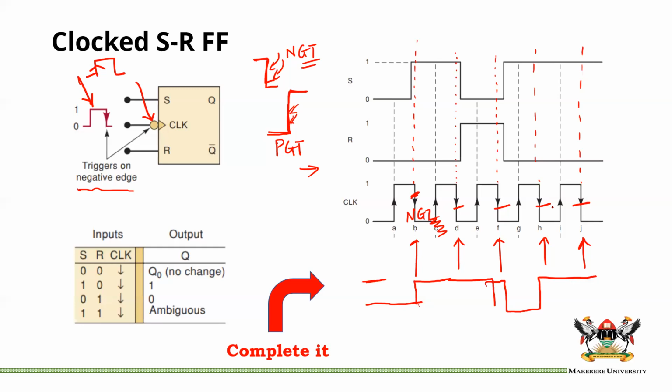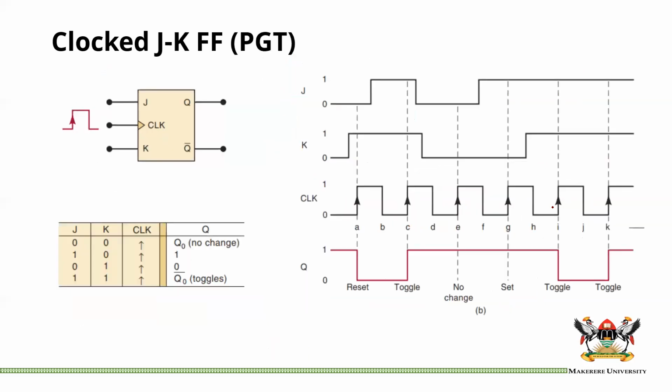Okay. So let us look at the clocked JK flip-flop. This clocked JK flip-flop is essentially similar to the SR flip-flop. If you look at this truth table, J is 0 and K is 0 causes no change. When J is 1 and K is 0, you set the flip-flop. If J is 0 and K is 1, you reset or you clear. So this is the clear state, and this is the set state.